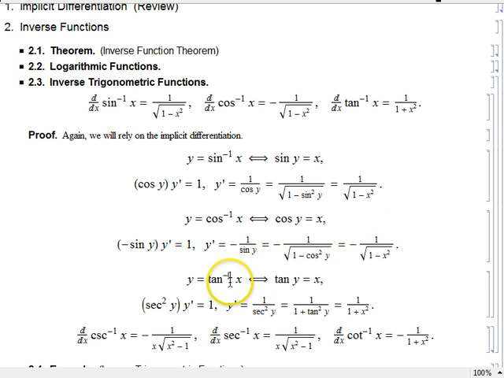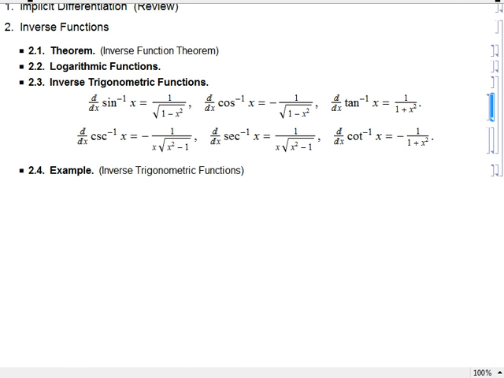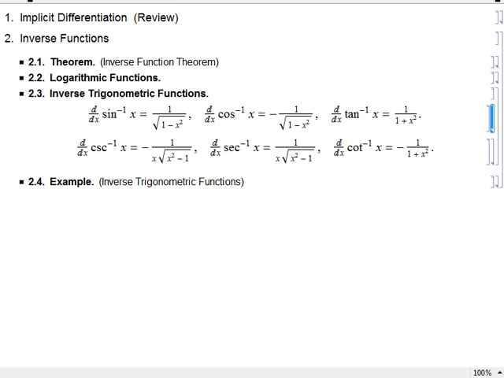For arctangent, here it is. Tangent of y is x, and take the derivative. Tangent becomes secant squared. Right hand side, derivative of x is just 1. Great. Divide, and then we have y prime equals 1 over secant squared. Secant squared is 1 plus tangent squared, so we can manipulate like that. And tangent squared of y is x squared, because tangent of y is x, so we have that formula. I'll leave cosecant, secant, and cotangent problems to students. Just remember to take the derivative implicitly, and then you can do it.